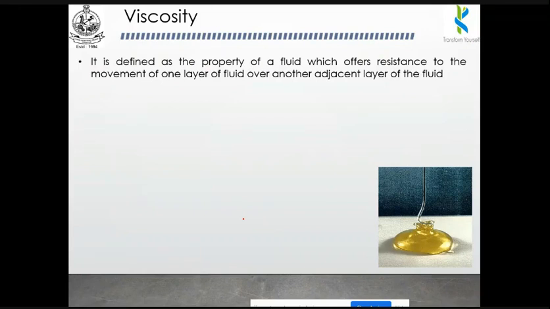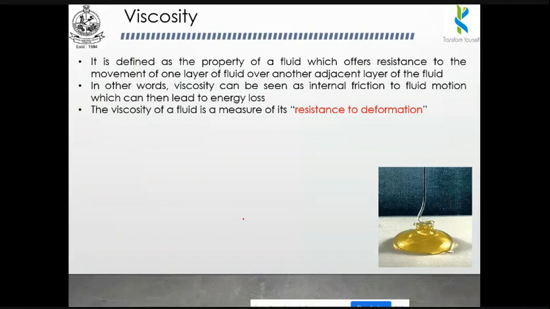Okay, similarly we have a few examples. In other words, viscosity can be seen as the internal friction of a fluid. So we can call it internal friction between the fluid layers. Or else we can call it resistance to deformation. Okay, so these are all different definitions for viscosity. The ease with which a fluid pours is an indication of its viscosity. For example, if you are pouring honey, you can see the resistance between each and every layer of the honey.